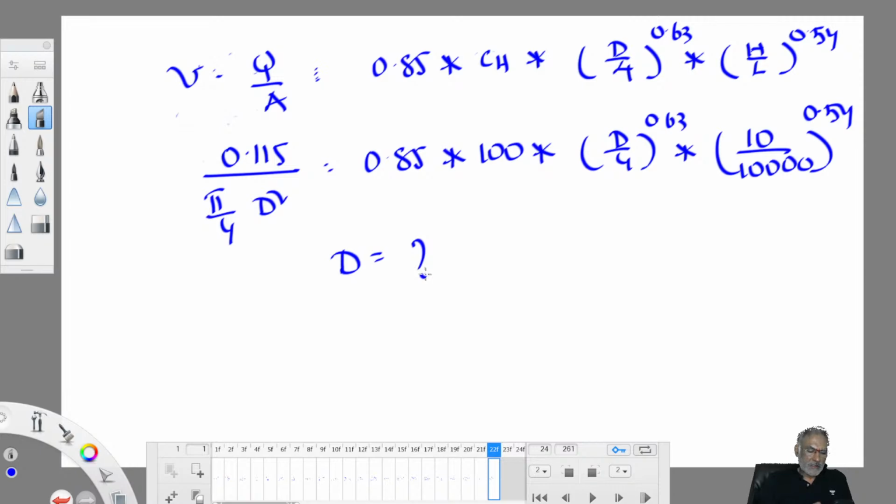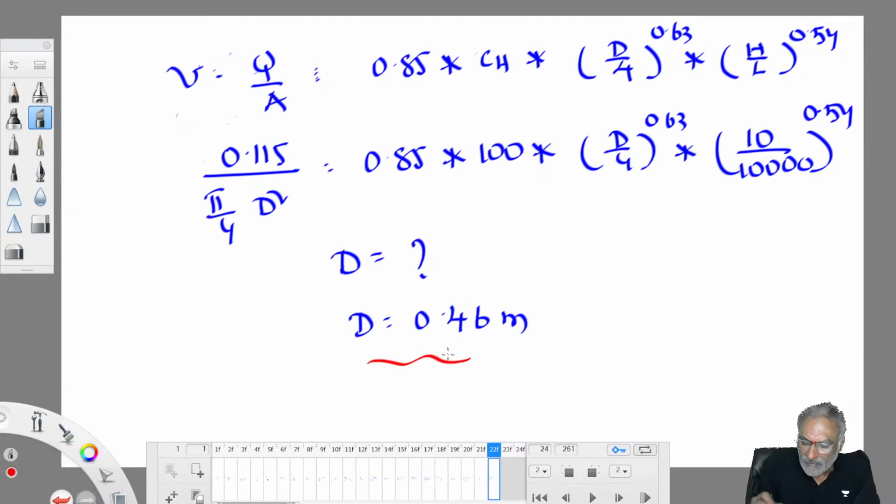Into 100 into 0.85. Okay. Into pi divided by 4. Inverse 1 by x into 0.115, whole power 1 by 2.63. That is how you have to work it out. So I got 0.46 meters. So the diameter of the conveying pipe required is 0.46 meters for this data. I may be wrong, you verify, okay? So I worked it out like this.